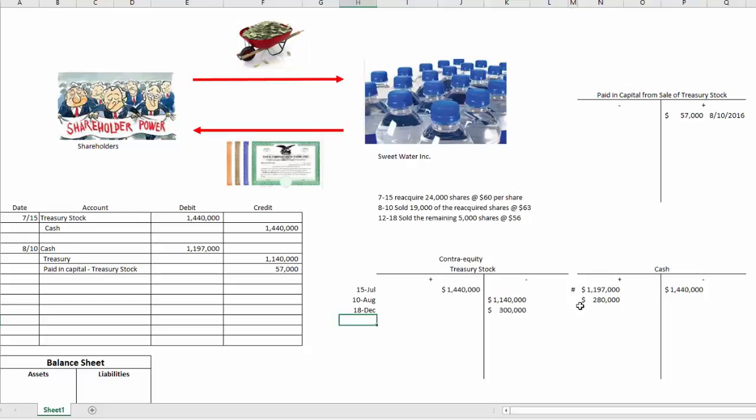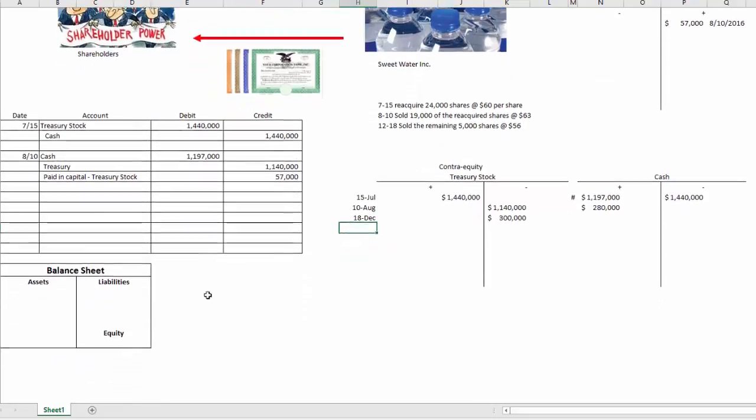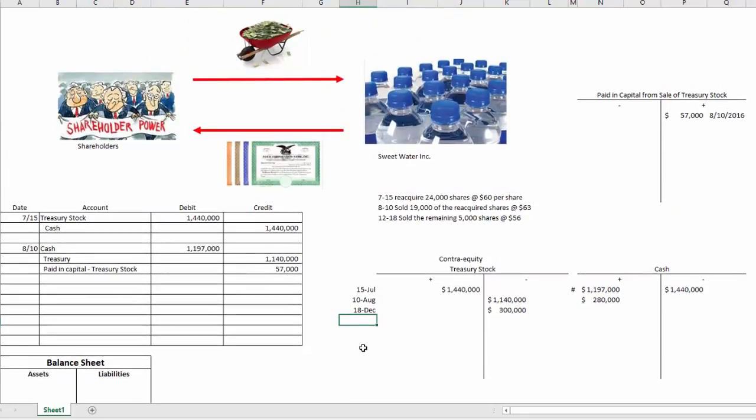Our debits don't equal our credits by $20,000. What do you do with that difference? That $20,000, you can't just say debits don't equal credits and move on. You could say, well, we lost money on that, right? So we lost money, so there should be logically a loss that comes through on the income statement, and the loss on the income statement flows through and reduces equity. Again, we don't want to show a gain or loss on an income statement from buying and selling treasury stock.